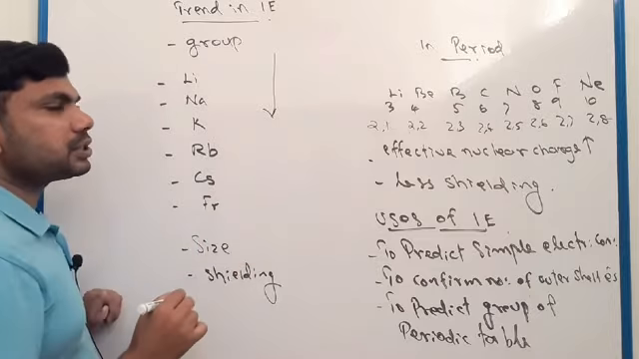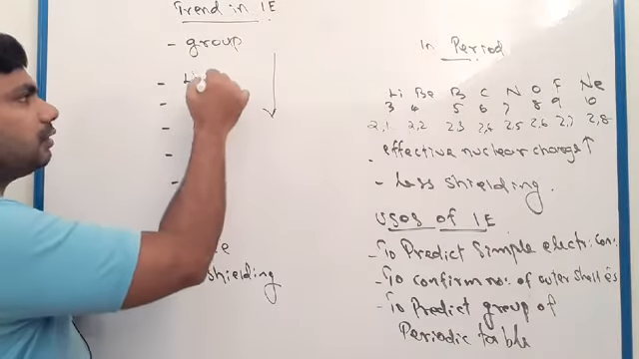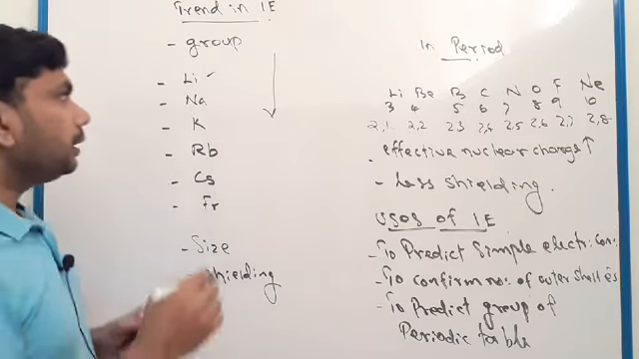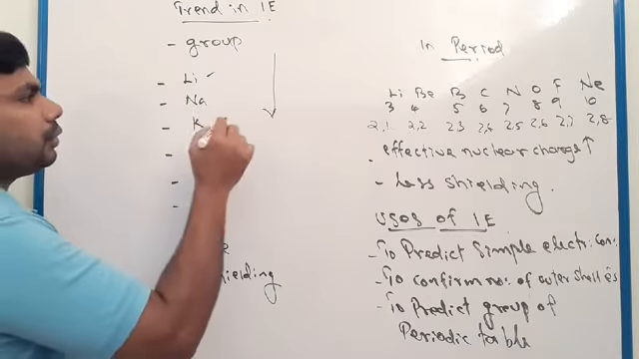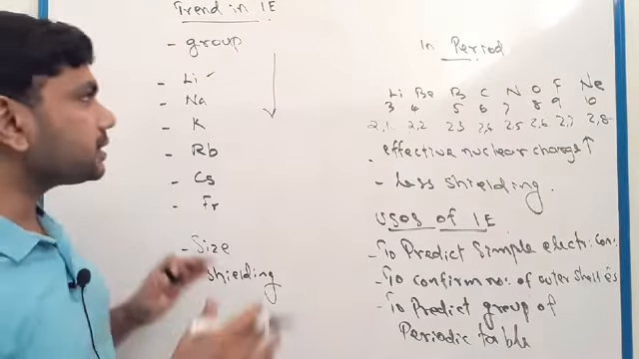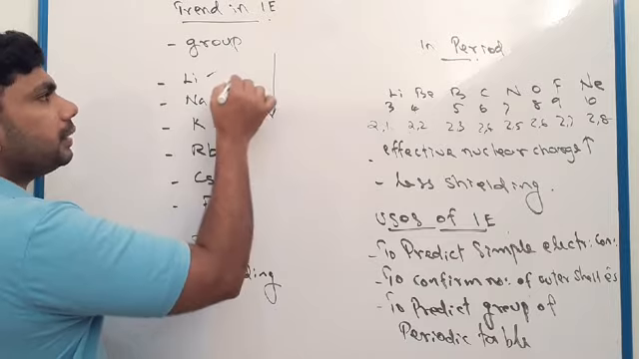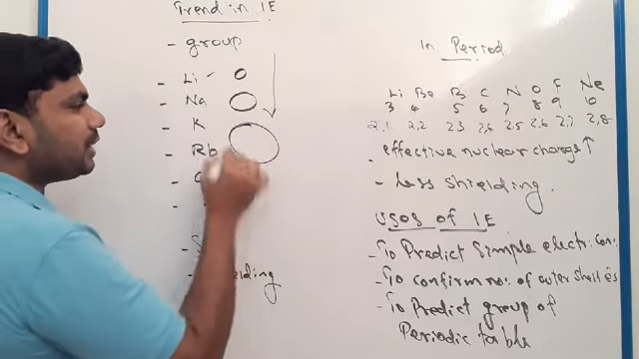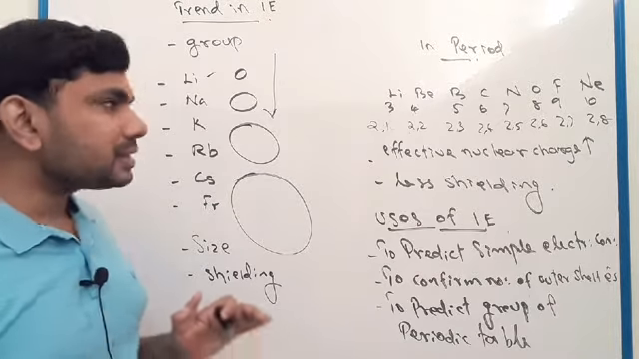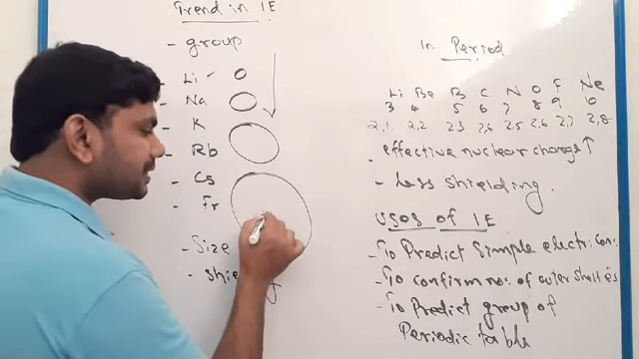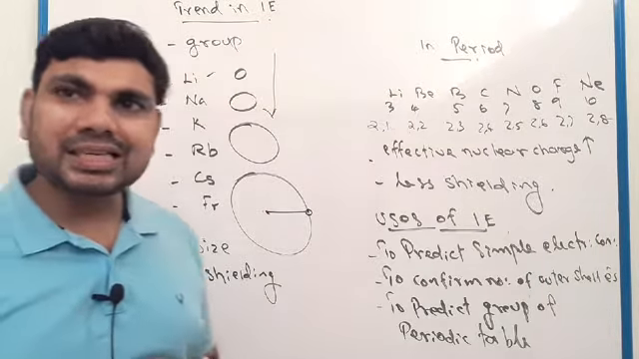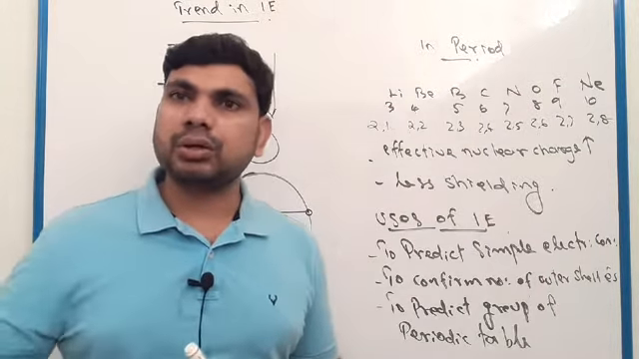top to down, it is group. Okay, example here, first group elements: lithium, sodium, potassium, rubidium, cesium, francium. Lithium here, you know, from top to down atomic number increases. Also the size of the atom increases from top to down. Size of the atom increases means the distance between nucleus and outer shell electron increases.